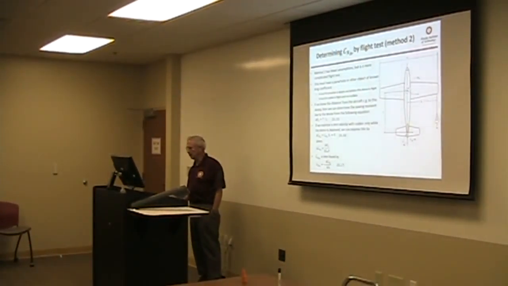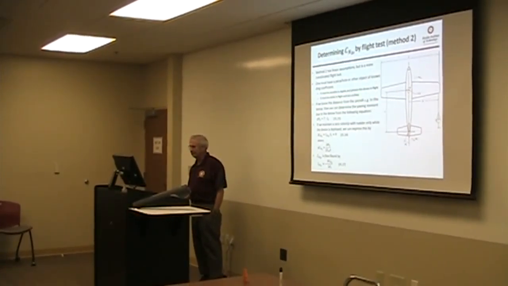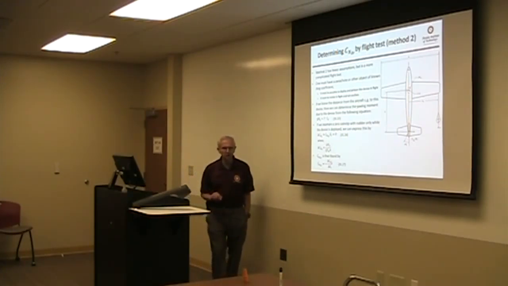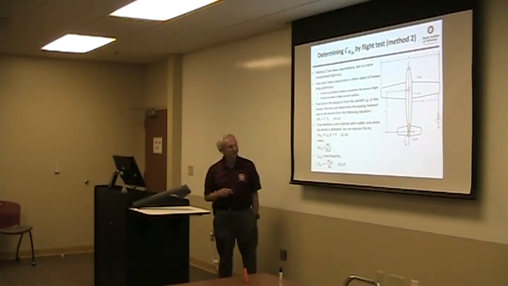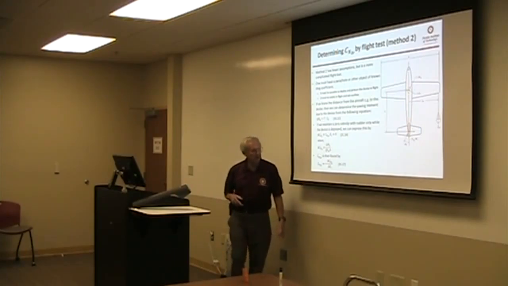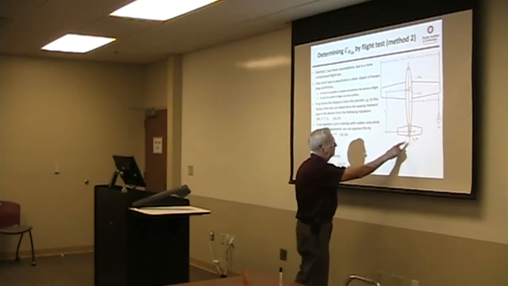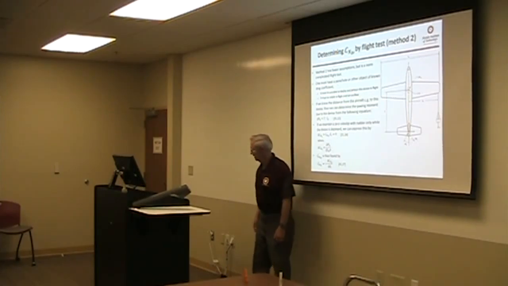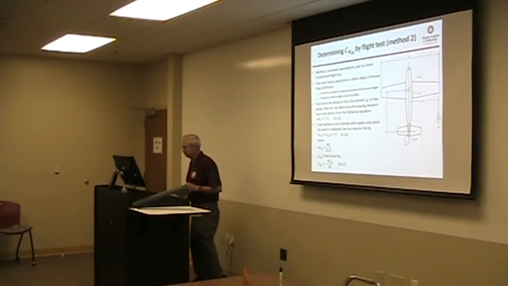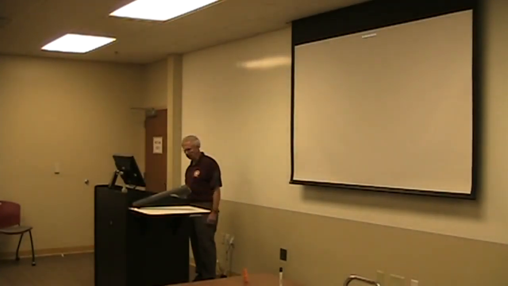Okay, another flight test method for determining Cn delta R is to mount a little parachute out here on the wing. And of course you know how far out that is, okay? You can determine the drag of this little parachute in a wind tunnel. And with that, and knowing the rudder deflection, you can come up with Cn delta R. So this particular derivative is fairly easy to find in flight test if you want to do it. Okay, questions?